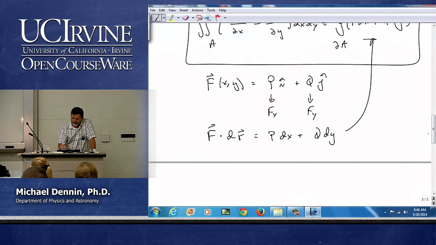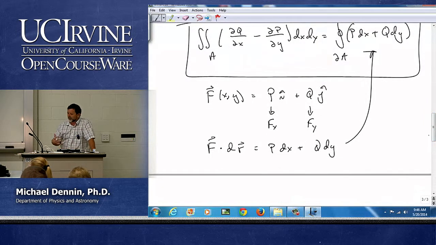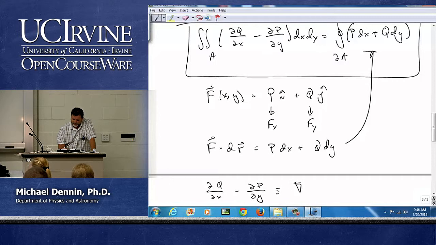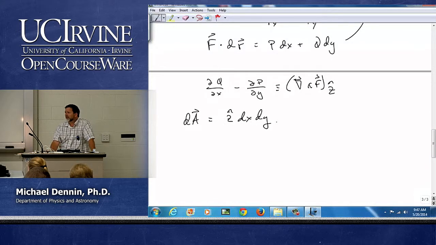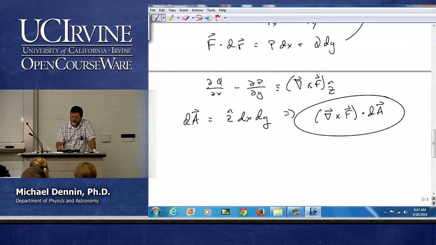And then the other side of it should be the derivative of that. And the derivative that we get, well, dq dx minus dp dy is just the curl of f, the z component of that. And if you notice, if I'm completely in the plane, then the area vector dA is z hat dx dy. And so what I really do have on the left is the curl of f, which is a vector, dotted into dA, which is a scalar.